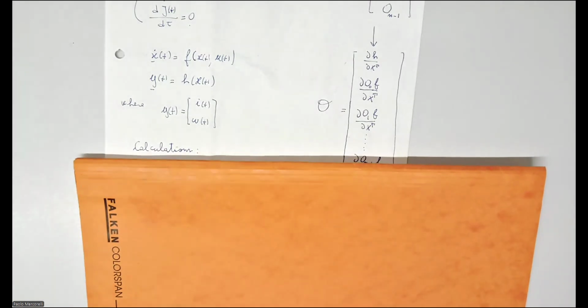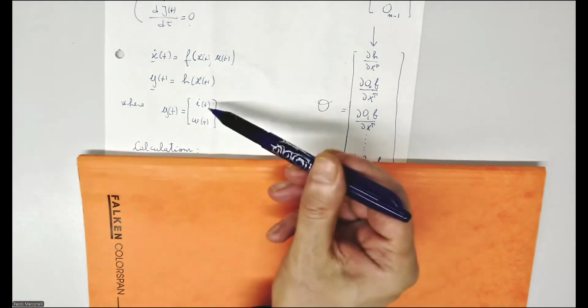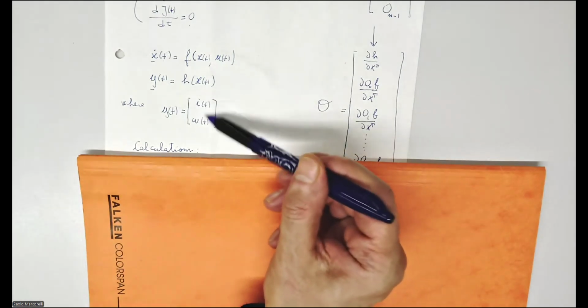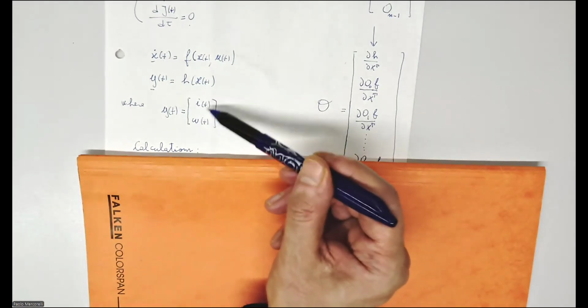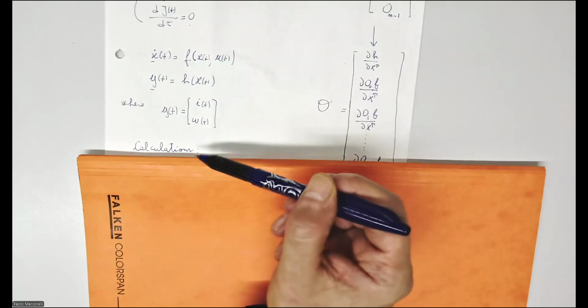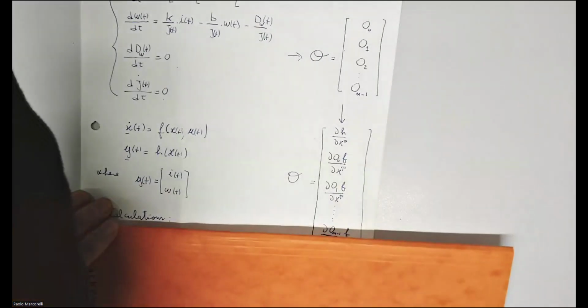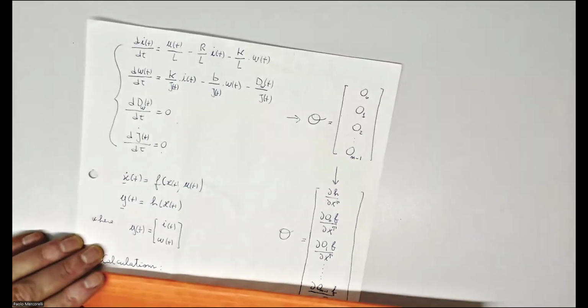Last time we had just one state. Therefore, I told you we have to check just one determinant of the observability matrix. Now, let me generalize a little bit. We have two measurements, current and omega, and I want to estimate again current and omega.